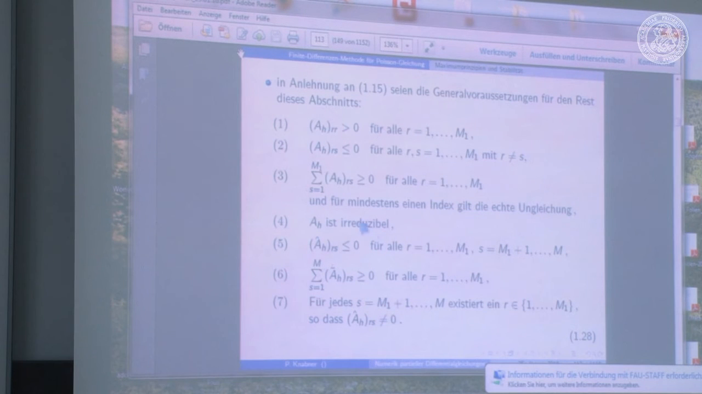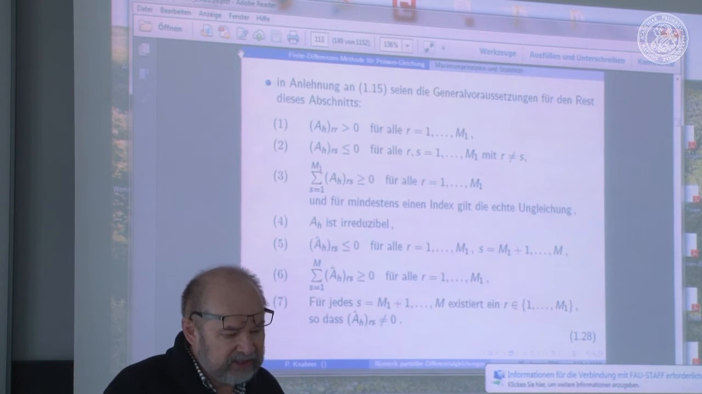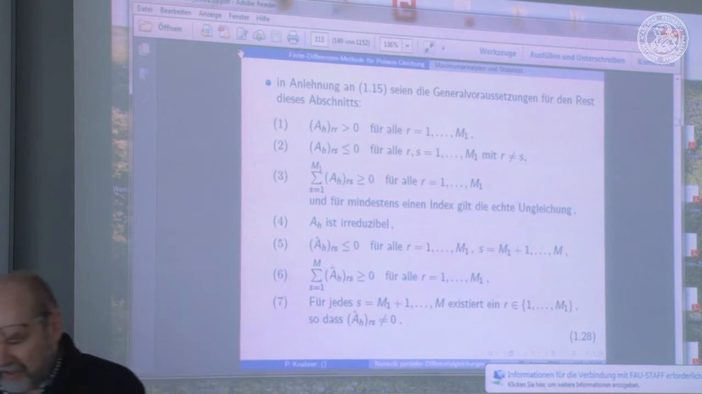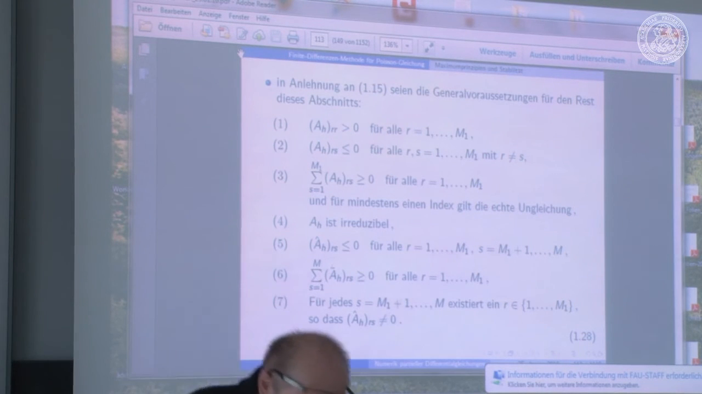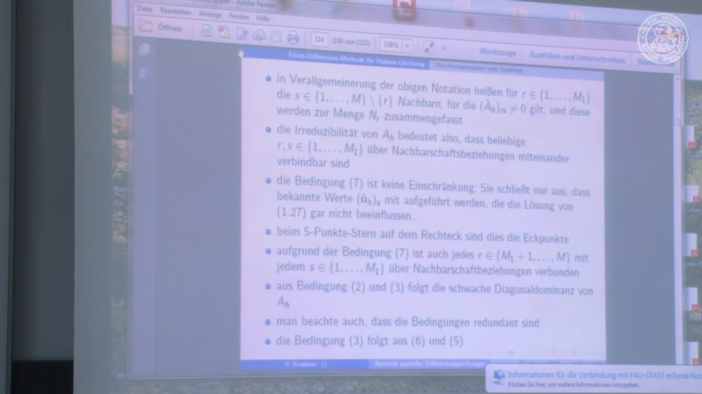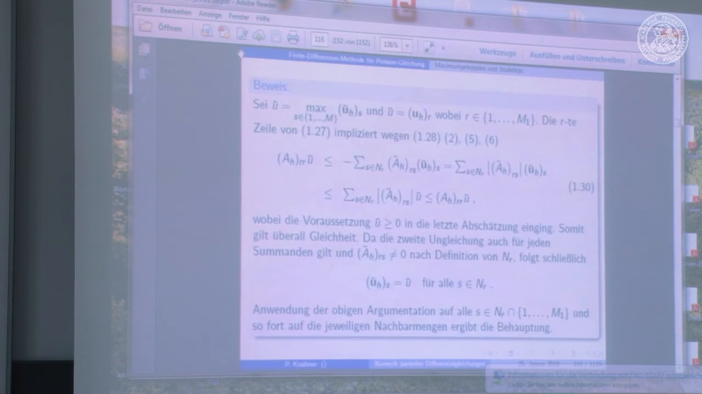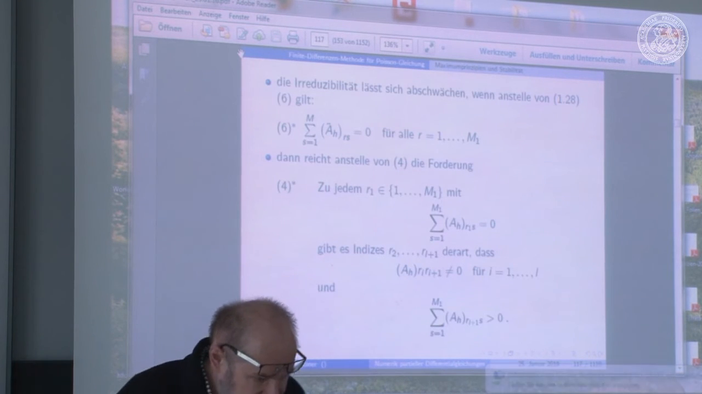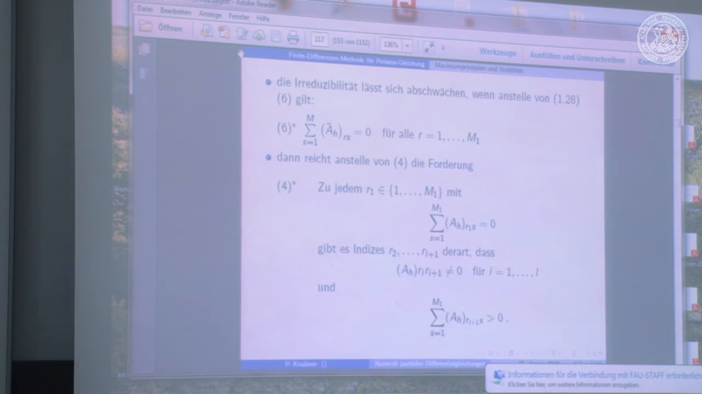And now here comes the critical assumption, AA. That was this guy here, saying that the matrix is irreducible. And we said already that it's critical. It was not so clear at that point why it is critical, because in our discretizations of the elliptic case, it was fulfilled. And we discussed already a relaxation of this condition, namely, it is this condition, what is called here 4 star.